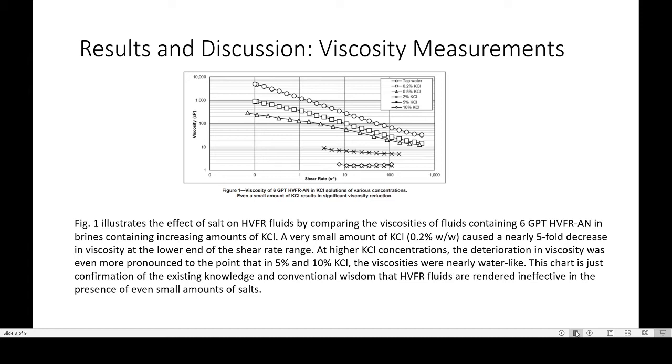This Figure 1 illustrates the effect of salt on HVFR fluids by comparing the viscosities of fluids containing 6 GPT HVFR anionic and brines containing increasing amounts of KCl. Even a very small amount of KCl caused nearly a 5-fold decrease in viscosity at the lower end of the shear rate range. At high KCl concentrations, the deterioration in viscosity was even more pronounced, to the point that at 5 and 10% KCl, the viscosities were nearly water-like.